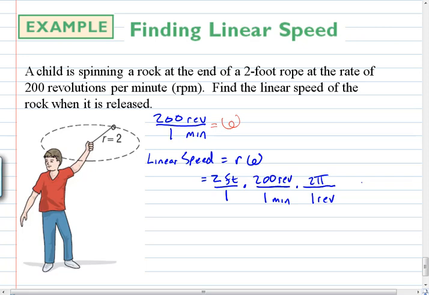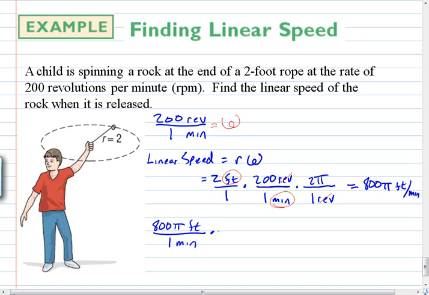So when we multiply here, our units are going to cancel out, and our speed is going to be measured in feet per minute. So that's going to be 2 times 200 times 2 pi. That's going to be 800 pi. What are the units going to be? Feet per minute. Feet per minute doesn't mean a whole lot to me, but miles per hour does. Can we convert this to miles per hour? Sure we can. So this is 800 pi feet per 1 minute.